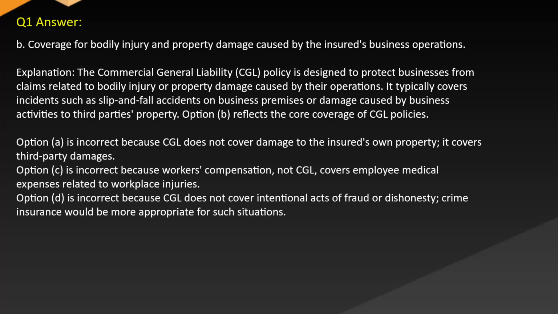Option A is incorrect because CGL does not cover damage to the insured's own property. It covers third-party damages. Option C is incorrect because workers' compensation, not CGL, covers employee medical expenses related to workplace injuries. Option D is incorrect because CGL does not cover intentional acts of fraud or dishonesty. Crime insurance would be more appropriate for such situations.